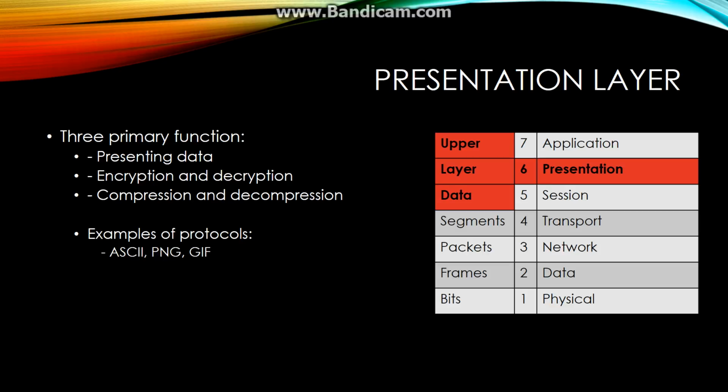device. This means formatting data into a compatible layout for the end device, like a phone or a tablet. The second function is the encryption and decryption of data during and after data transmission. And the last function is the compression and decompression of data, so that it's suitable for the destination device. Examples of this could be the American Standard Code for Information Interchange, Portable Network Graphics, or Graphics Interchange Format.